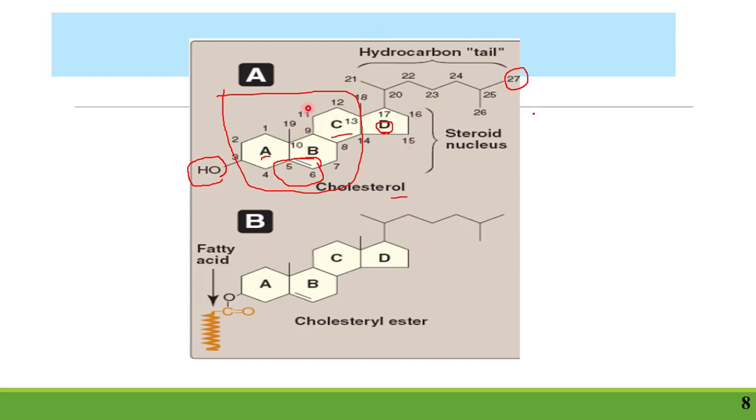So the main properties of cholesterol: it is composed of 4 rings, the phenanthrene and cyclopentane, with a double bond between carbon number 5 and 6, and an OH group on carbon number 3, and also a hydrocarbon tail attached to carbon number 17, which is composed of 8 carbons. The total carbon of cholesterol is 27. And this ring system is the steroid nucleus.